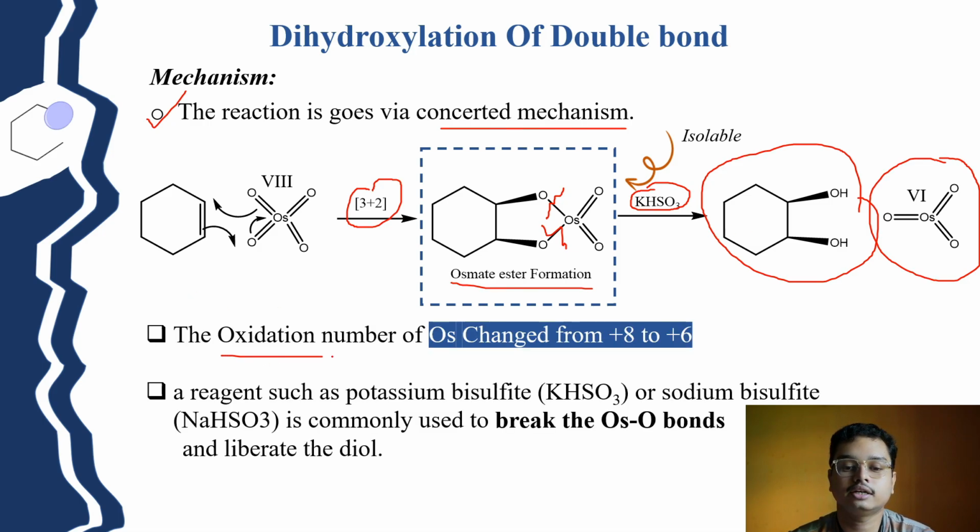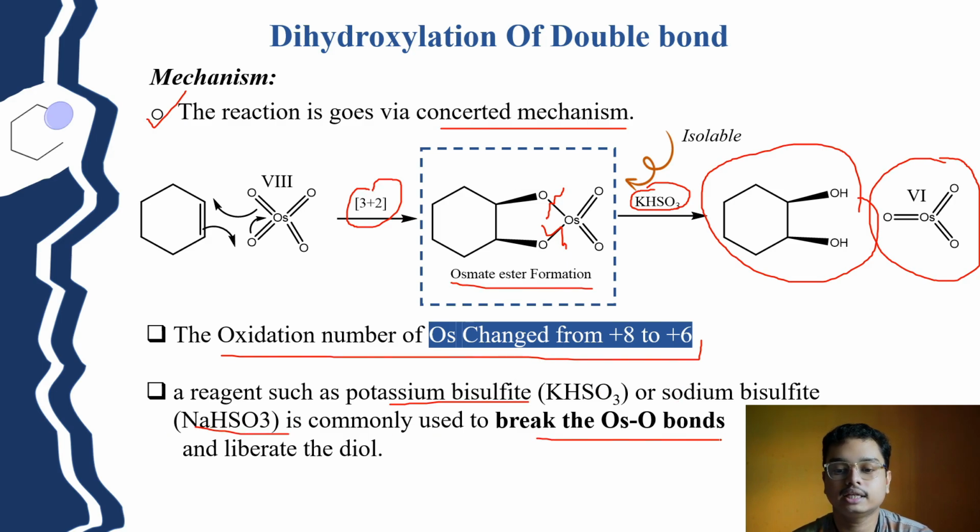Here it is also written that the oxidation number of Os changed from +8 to +6, and a reagent such as potassium bisulfate or sometimes sodium bisulfate is commonly used to break the Os-O bond and liberate the diols. So the role of potassium bisulfate and sodium bisulfate is to break these Os-O bonds. I hope it is clear to you.